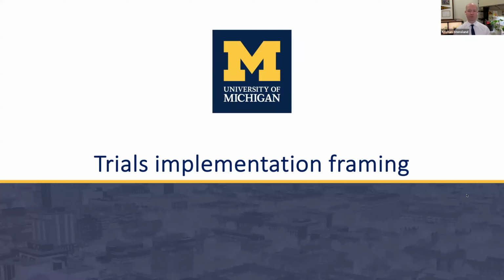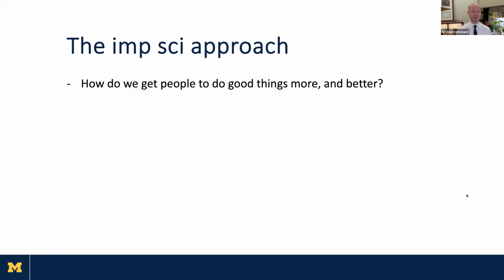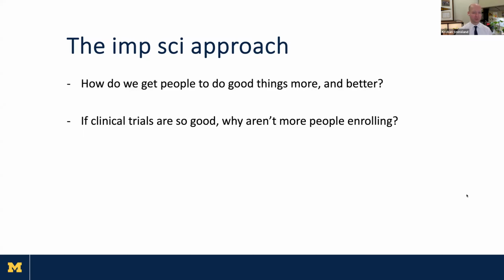And so there's this gap between what we know is good and what is actually being done in the real world. And so it seems that we can apply implementation science to this. I am in implementation science by training, or at least a budding implementation scientist by training. And so my approach to implementation science is still developing, and we're applying this to clinical trials in a specific way. But in general, implementation science is how do we get people to do good things more and do those good things better? And so the question framing clinical trials in this way is, if clinical trials are so good, why aren't more people enrolling? And then how do we close this evidence to practice gap?